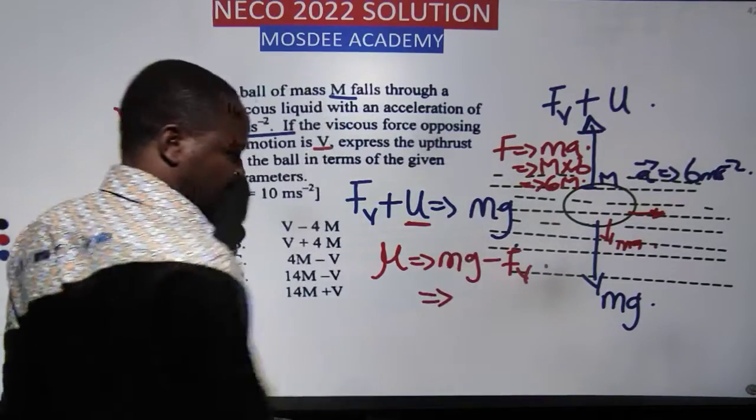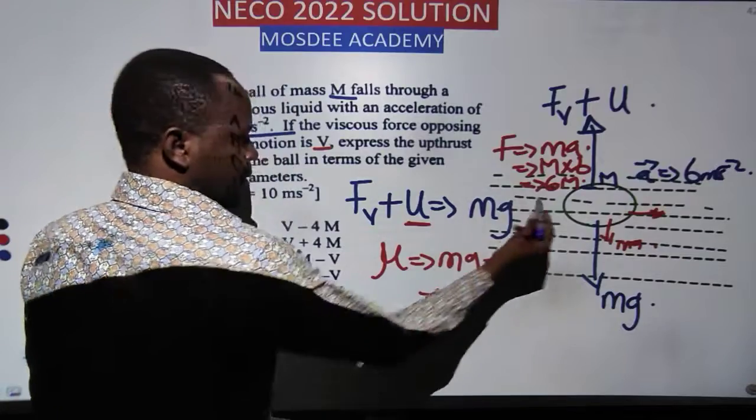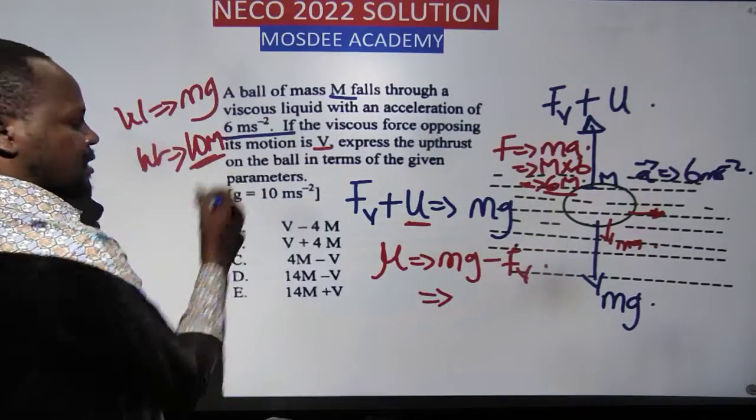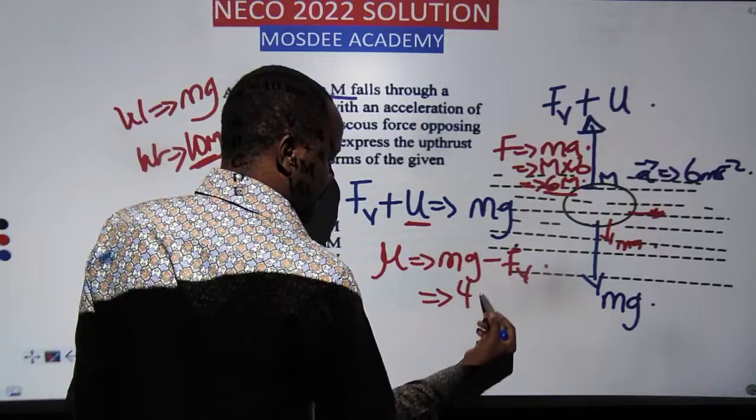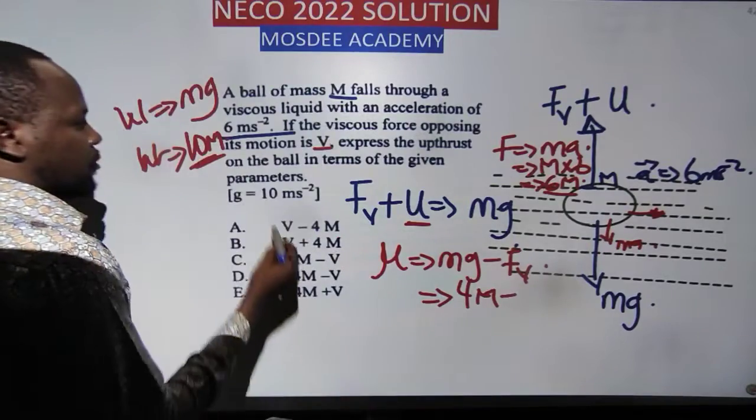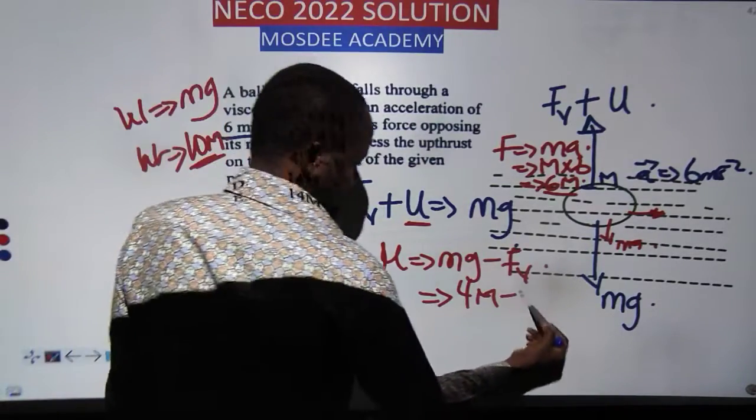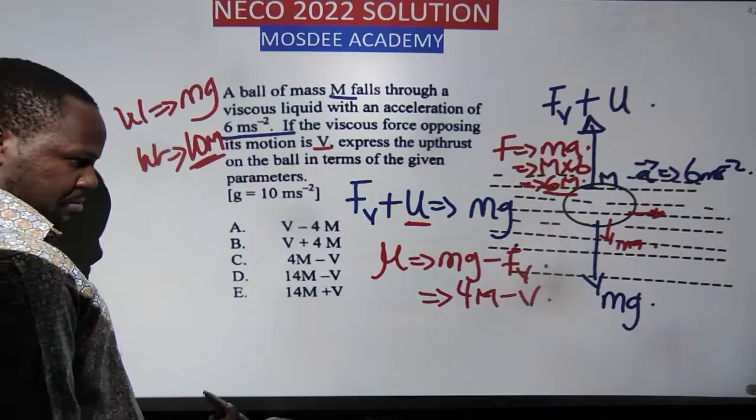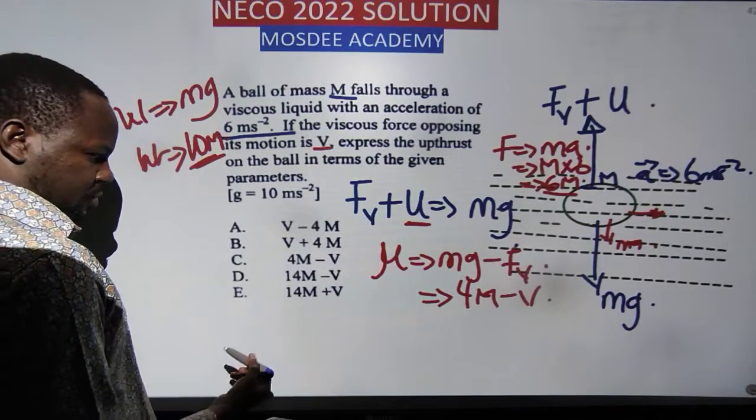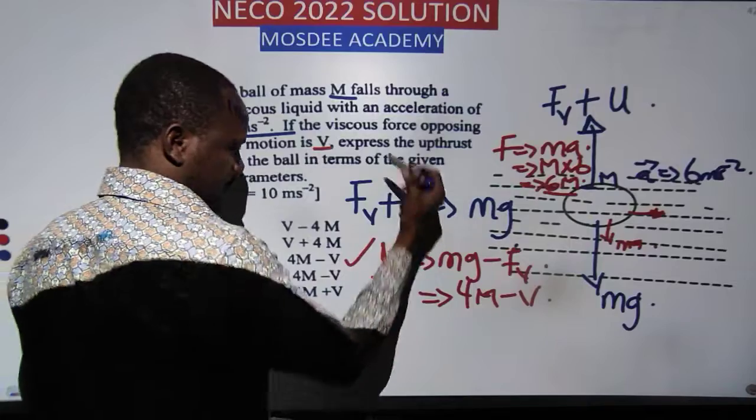So the total weight that is going inside the water will be 10M minus 6M, that's 4M, minus the viscous force, which is given to be V. So the answer to the question is 4M minus V. Option C. So that's that. Next question.